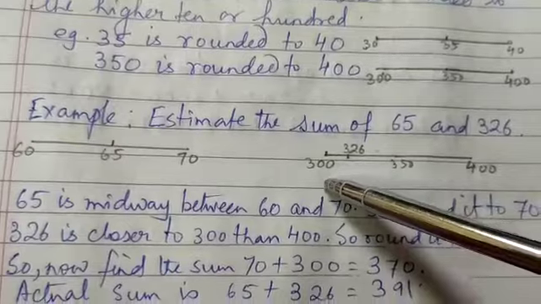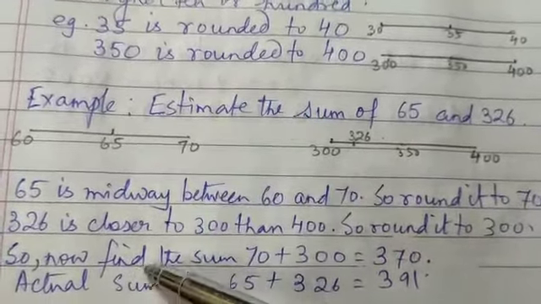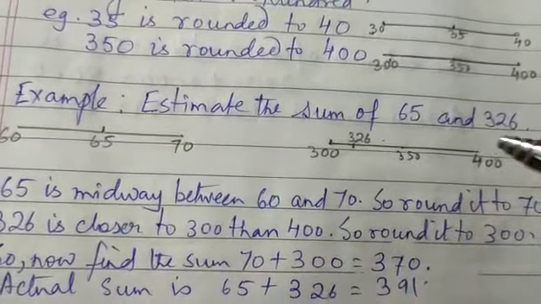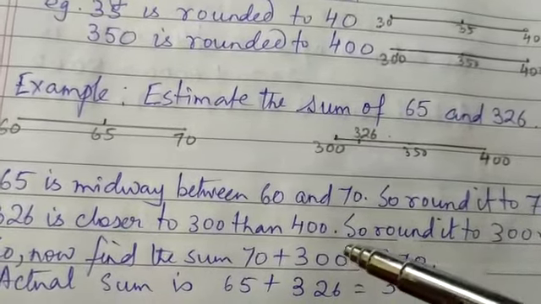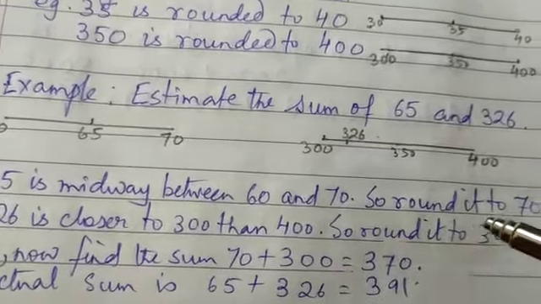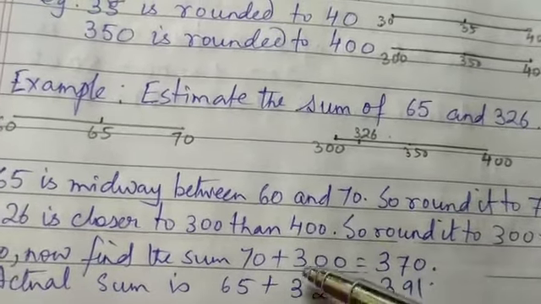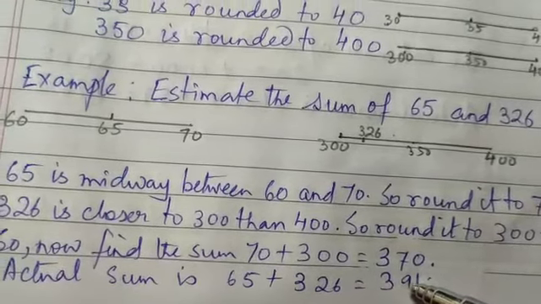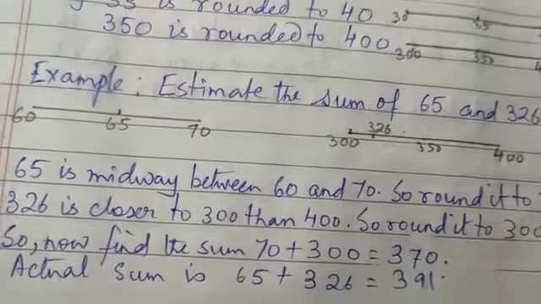Now, can you estimate? 65 is rounded to 70. 326 is rounded to 300. So, the sum is 70 plus 300, that is 370. And the actual sum is 65 plus 326, that is 391. So, it is only an estimation, not the actual value.